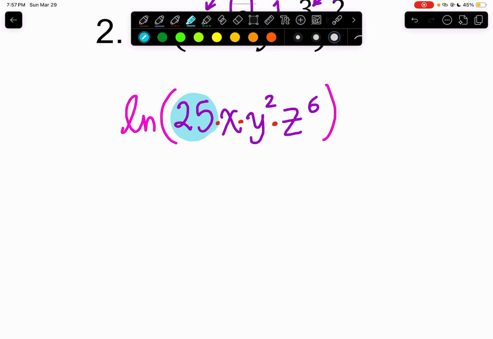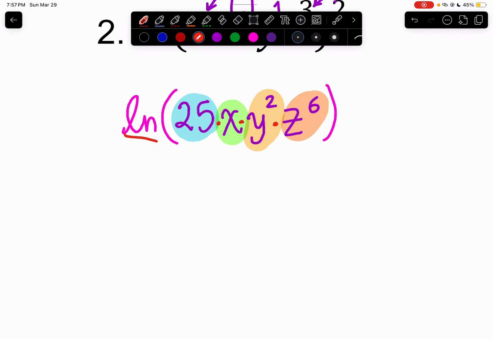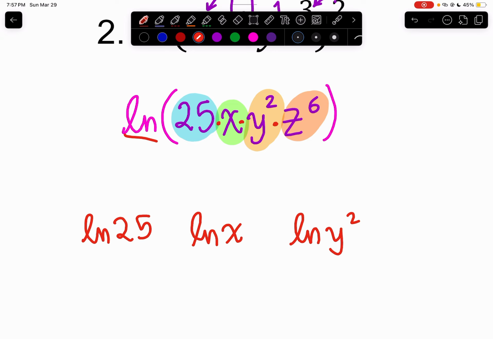That's going to get its own log. And x is its own component. It's going to get its own log. So 25 and the x, we're looking at them as separate. Then I've got y squared, and then I've got z to the power of 6. So I've got 4 different logs. So I'm going to have natural log of 25, natural log of x, natural log of y squared, natural log of z to the power of 6.